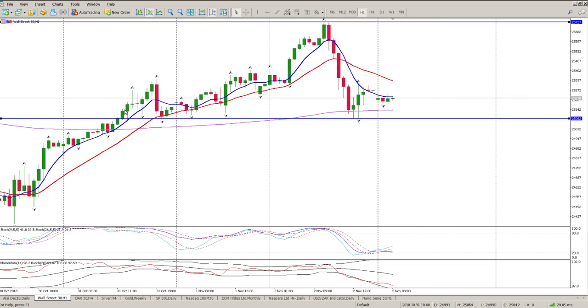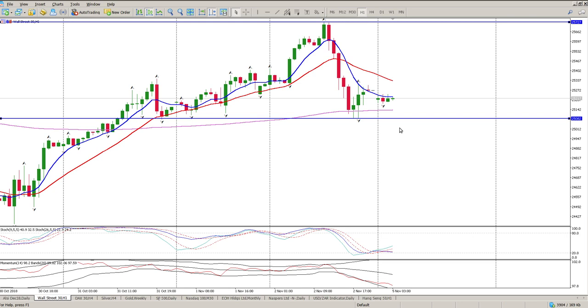So this is the range to the downside. You can see how it lines up with the 1 hour 200 EMA. And this is the level that I'm really interested in right now, which is 25,082. A break below that is going to give us more downside. If we manage to hold this level, then we may just form a base here for a push to the upside.